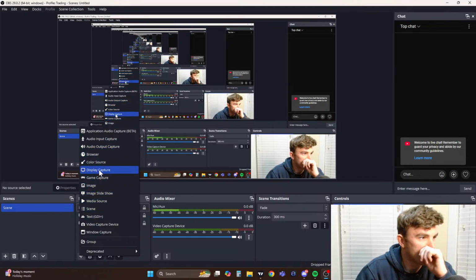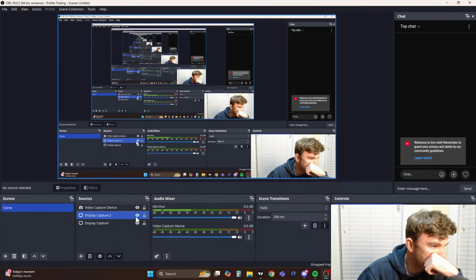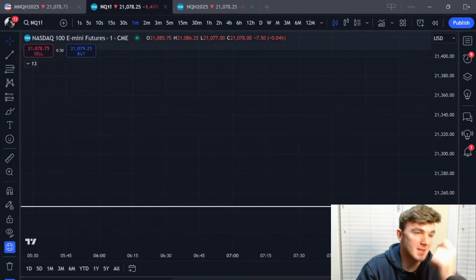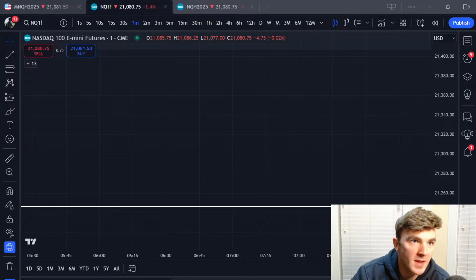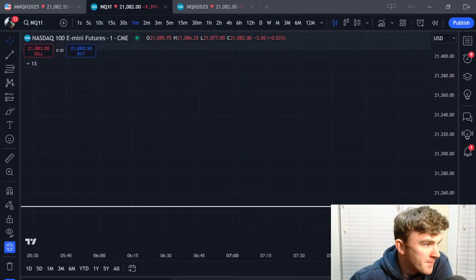Where is it? Display capture 2. Oh yeah. So this is really cool, I can switch displays like this. So anytime I'm going to show my trade setups, I'm going to do that. Okay, so I need to reset all my indicators here.